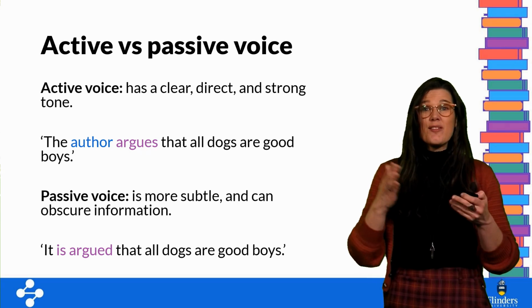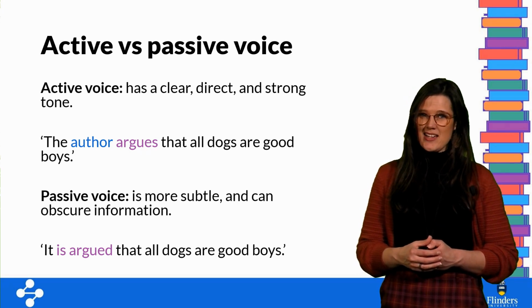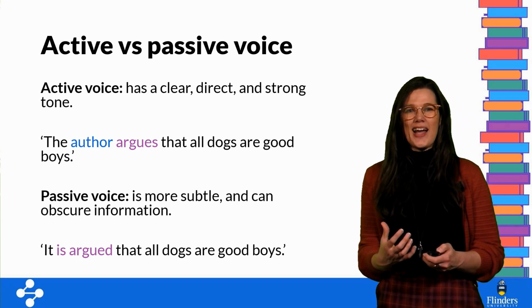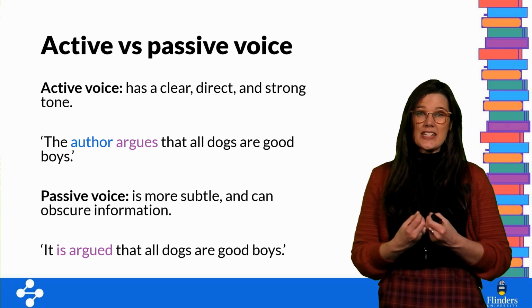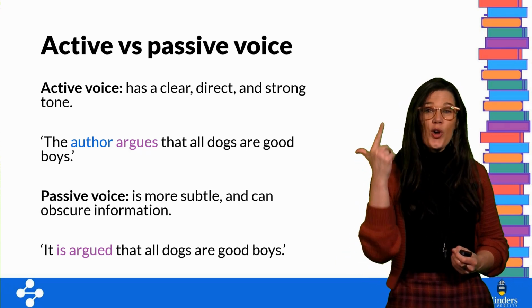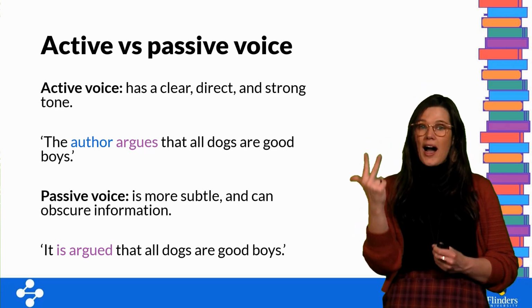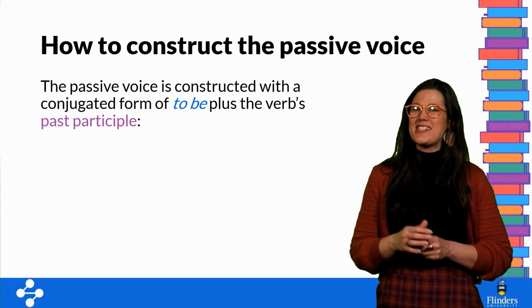And this can be very, very useful in certain contexts, particularly in our academic writing. Or it can make our writing seem mistrustworthy and indirect. So it really depends very much on the context of what we're writing, who we're writing for, and why we are doing it. And we construct the passive voice in a relatively simple way.